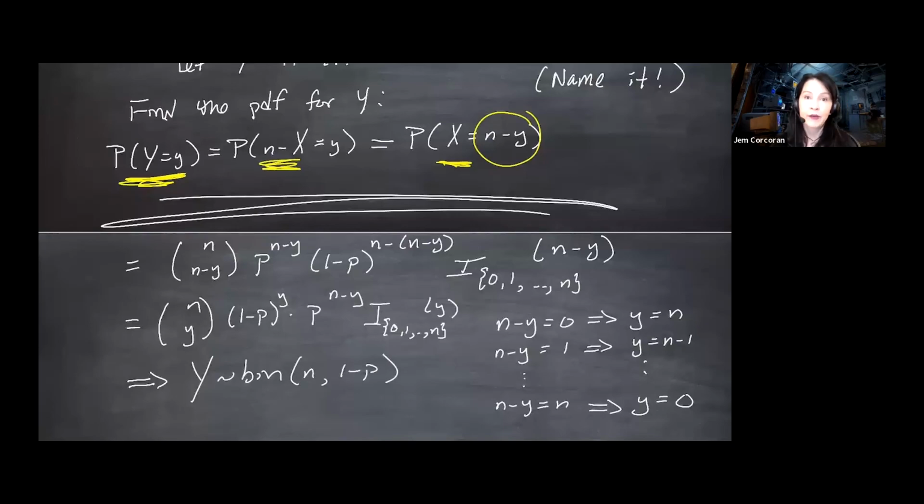And we kind of saw that coming, because X is the number of successes in n trials, and Y being n minus X is the number of failures. So the failure probability is 1 minus p; call that success.